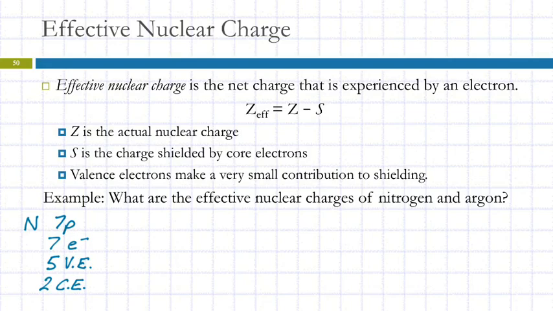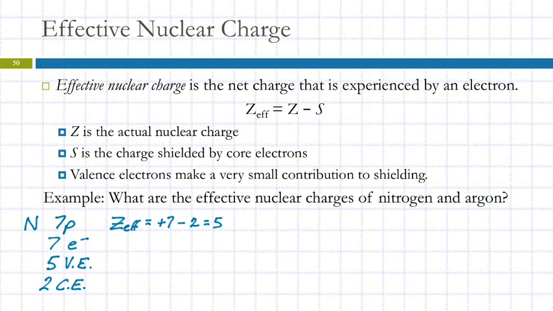So if we are going to look at the effective nuclear charge, we're going to look at the actual charge in the nucleus, which is 7, and then we're going to subtract the core electrons, and we're going to end up with 5. Does that make sense? So nitrogen, 2 core electrons, he's wearing a t-shirt and board shorts or something.